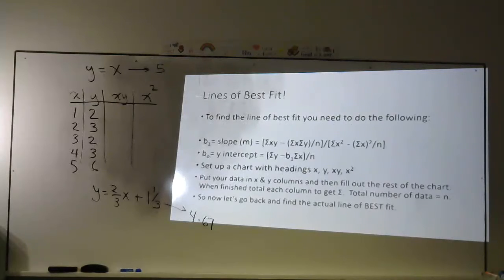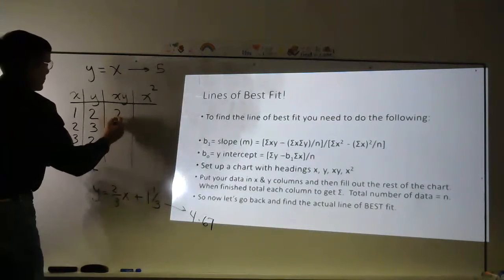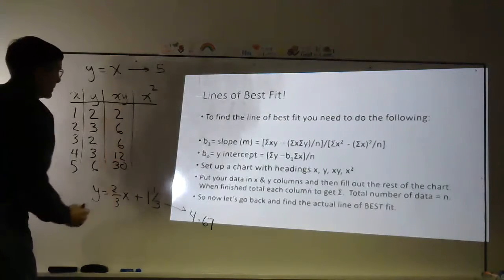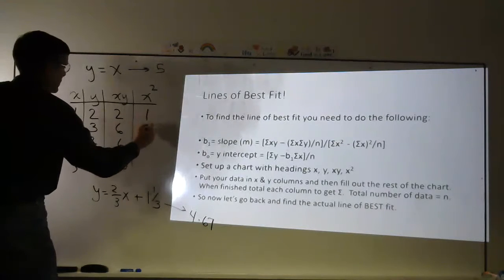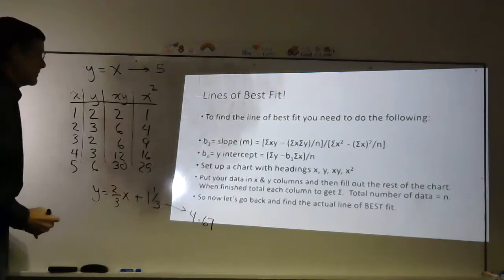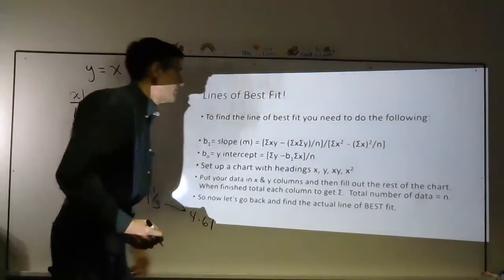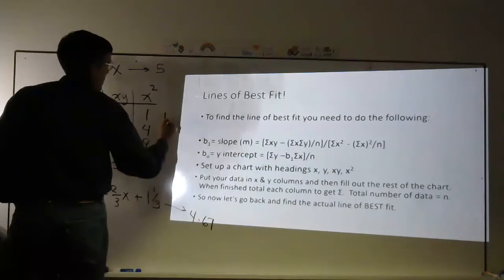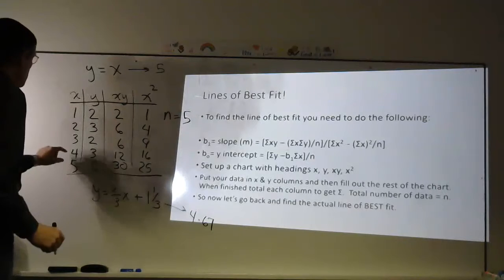And now let's go back. Let's complete the chart. This is simply X times Y, so multiply: 2, 6, 6, 12, and 30. Okay? This is the square of the X column, so just square them: 1, 4, 9, 16, and 25. Okay? When finished, total each column to get the summation. And the total number of data is n, so there's 5, so we know that n is equal to 5.